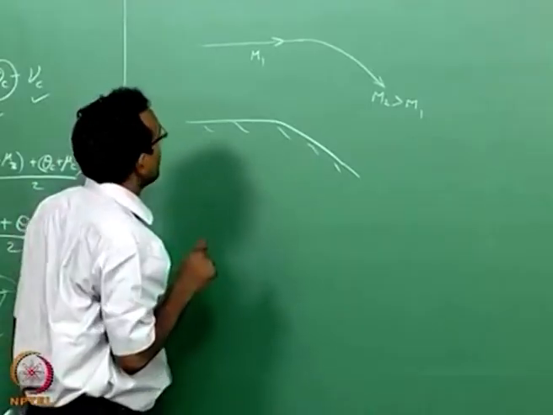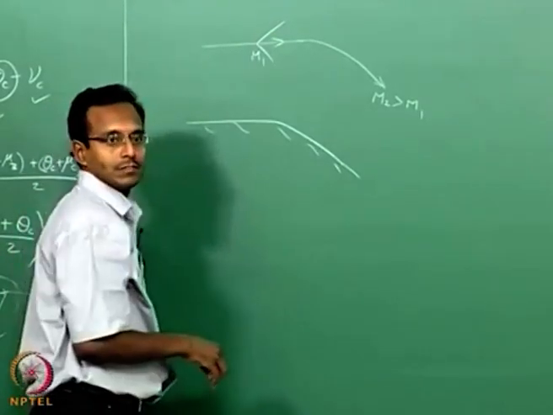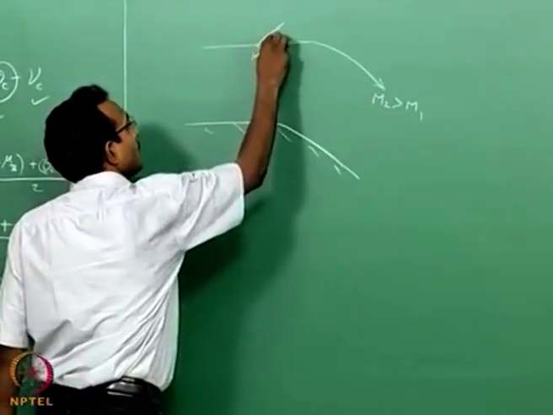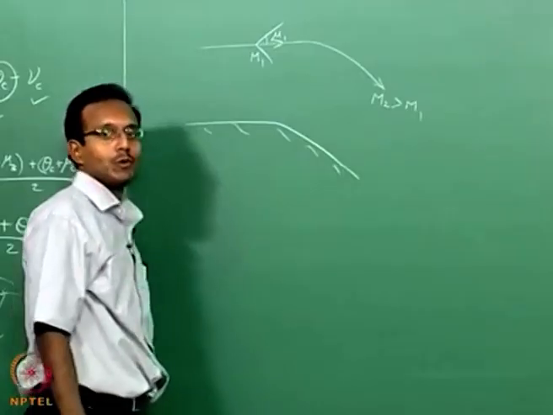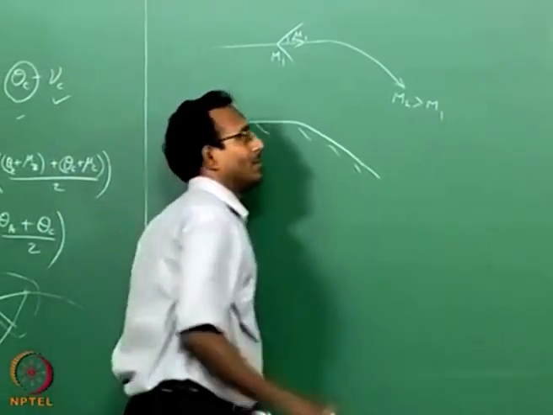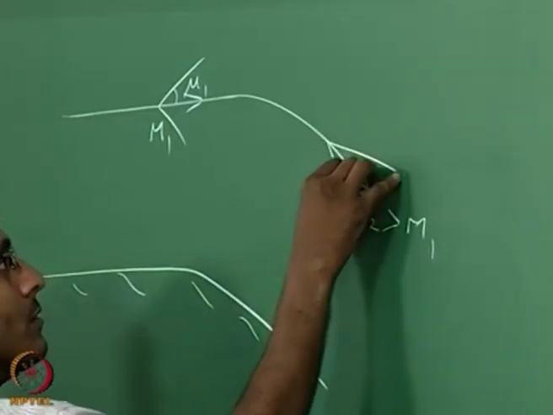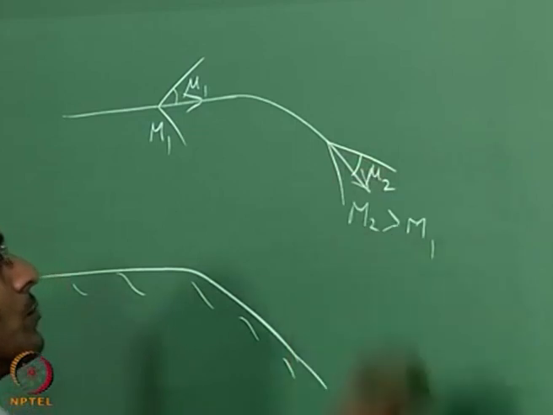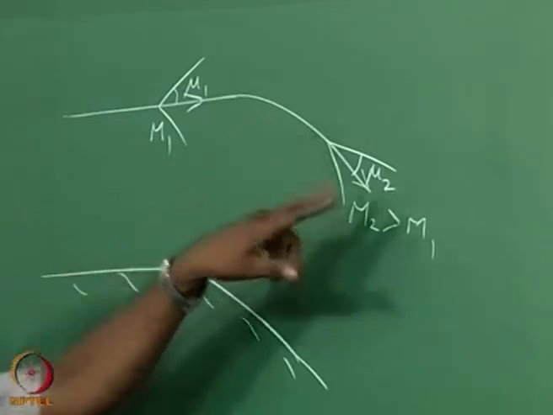Now if I think about what will happen to my Mach angles, this is mu1 and this will be mu2. Will mu2 be higher or lower? It will be lower. This will be my mu2. This is what I will have finally. Why? Mach number is higher, mu is sin inverse of 1 by M. So it is going to become that. Okay.